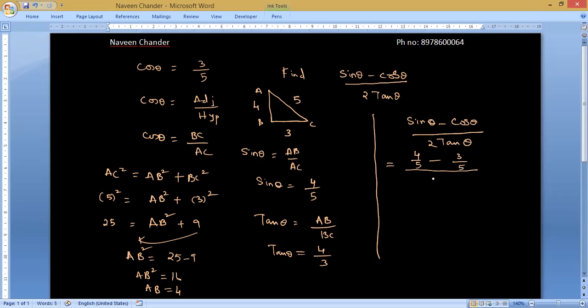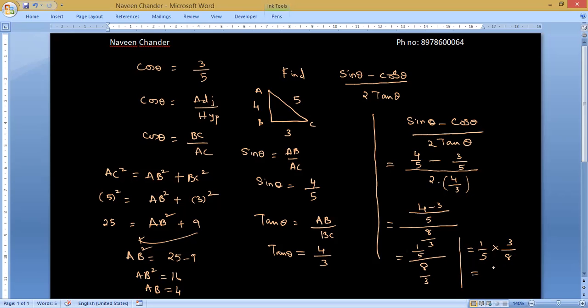By 2 tan theta. Tan is again 4 by 3. So denominators are same. 4 minus 3 by 5, and 2 fours are 8 by 3. 4 minus 3 is 1. So 1 by 5 by 8 by 3. Now I can write this as 1 by 5 into 3 by 8. Reciprocal of the denominator. So the answer you're getting is 1 into 3 is 3, 8 5s are 40.